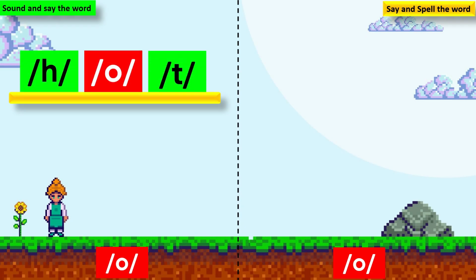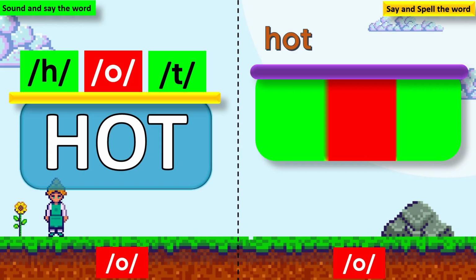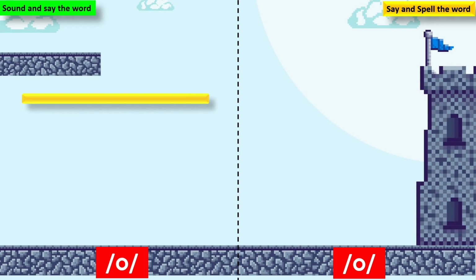H-o-t. Hot. Now let's spell the word. Hot. H-O-T. Hot. Excellent. Sound the letters and say the word.